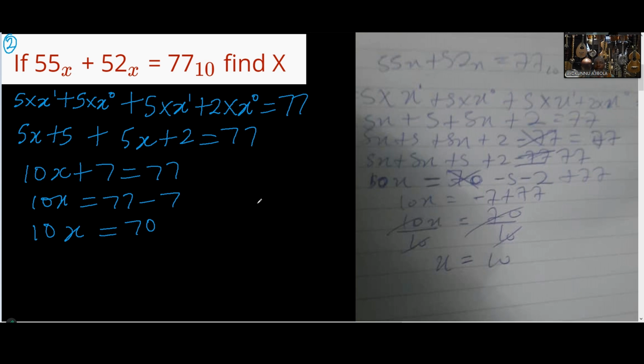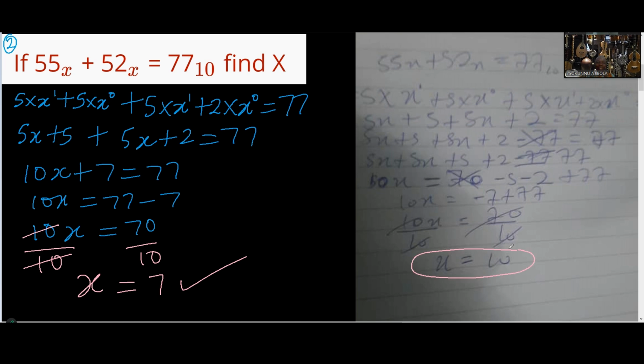So I'm going to divide both sides by 10, right? Yes. And you should have gotten 7, not 10. Okay, sorry, seven. I didn't see it. And you've gotten it to the final level. Okay, no problem. That's a good one.